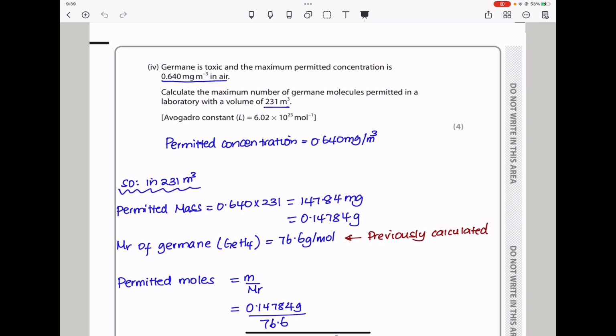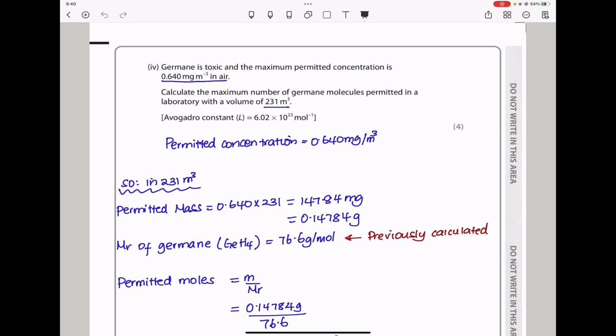Here they say, germanium is toxic and the maximum permitted concentration is 0.640 mg per meter cubed in air. They want you to calculate the maximum number of germanium molecules permitted in a lab with a volume of 231 meters cubed. They've given you Avogadro's constant. So we know the permitted concentration is going to be 0.640 mg per meter cubed. How about in 231 meters? We can find the mass that is going to be in that, and the mass is going to be this concentration times the volume, and we get the mass. So it means in the 231 meters cubed, we'll have the mass of this in milligrams.